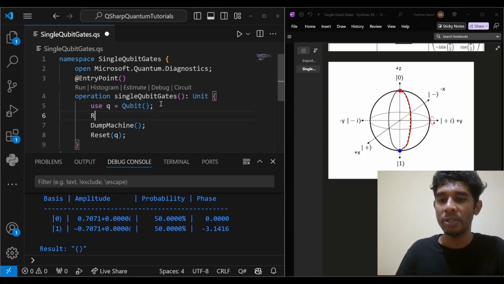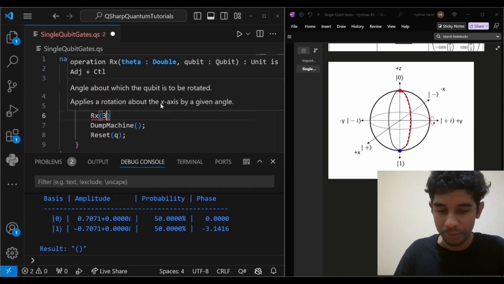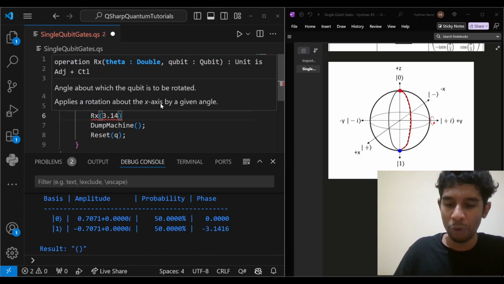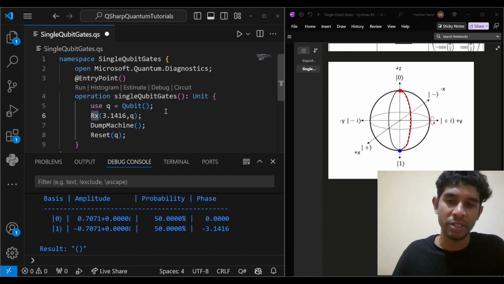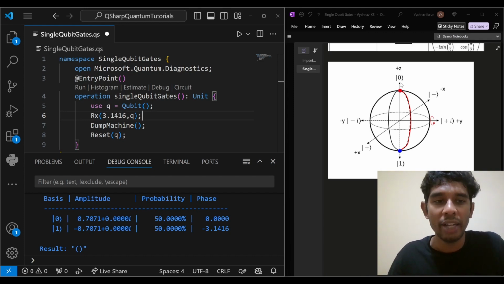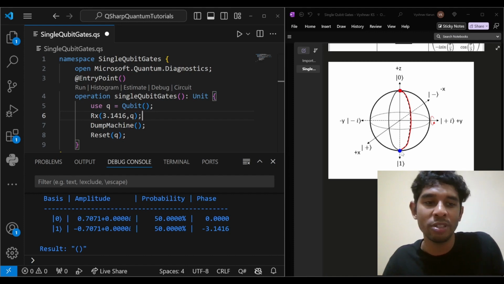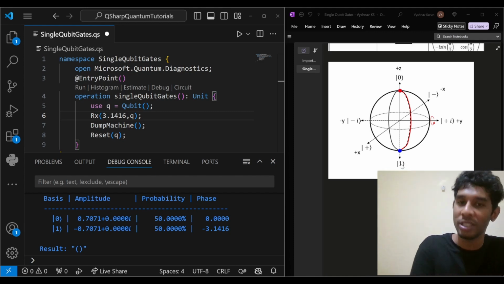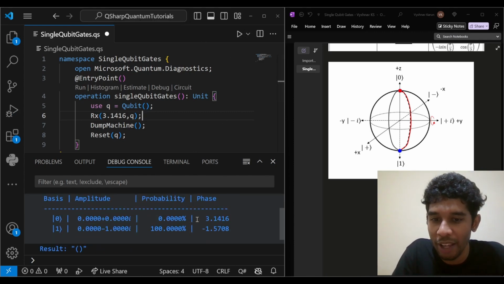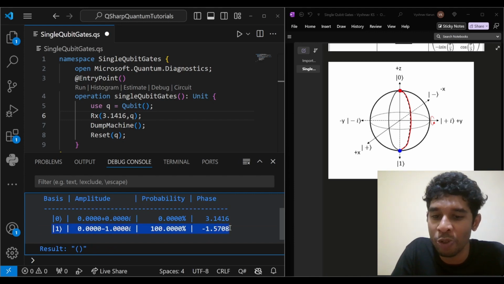Now, let me show you what happens when I rotate that qubit by, let's say, pi radians, 3.1416, over the X axis, right? So in the Bloch sphere representation, we started off with a 0, and if I rotate this 0 qubit over the X axis, I'm going to come 180 degrees all the way here, and I should get 100% probability of getting my one state. So let's just run it to check it. And without a doubt, that's our output. So we have a 100% probability of obtaining the one state.